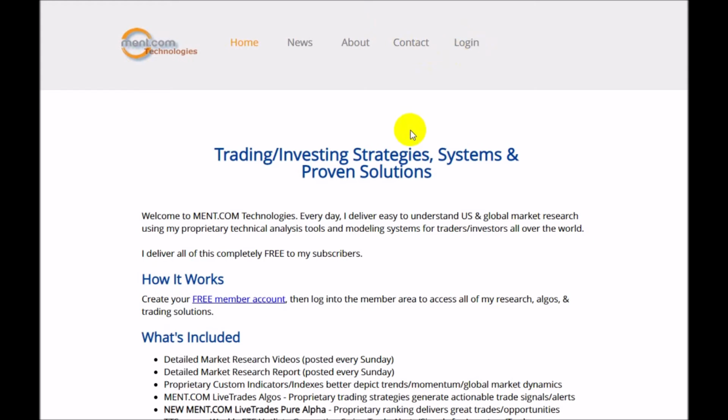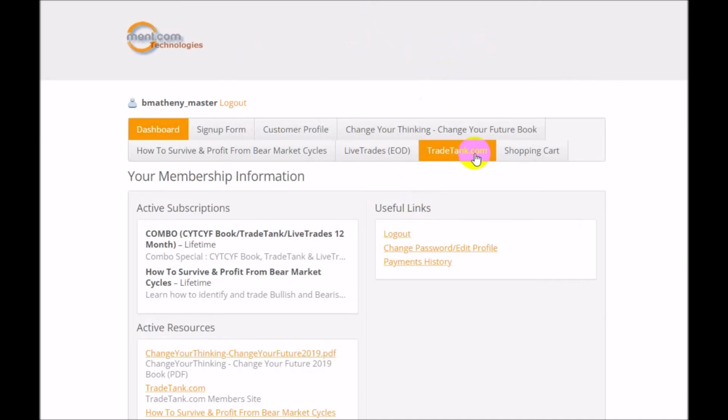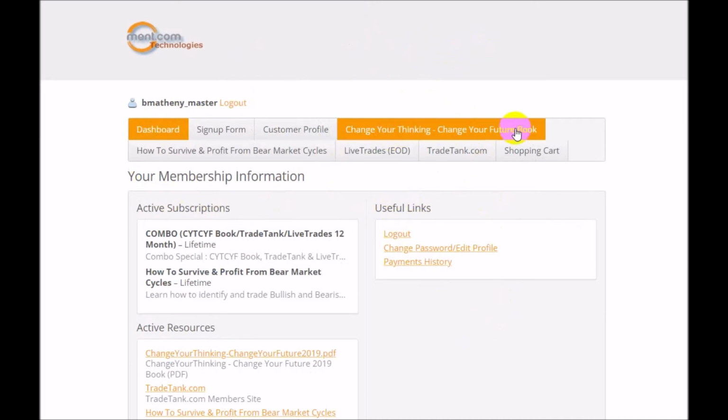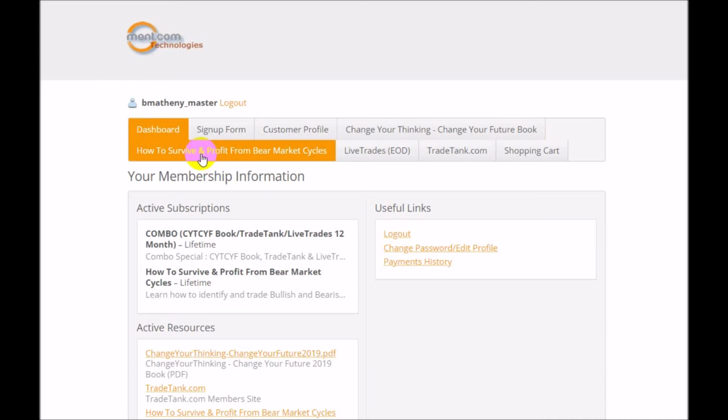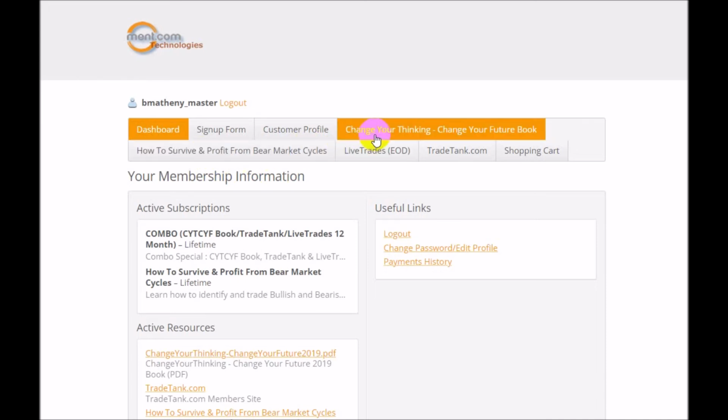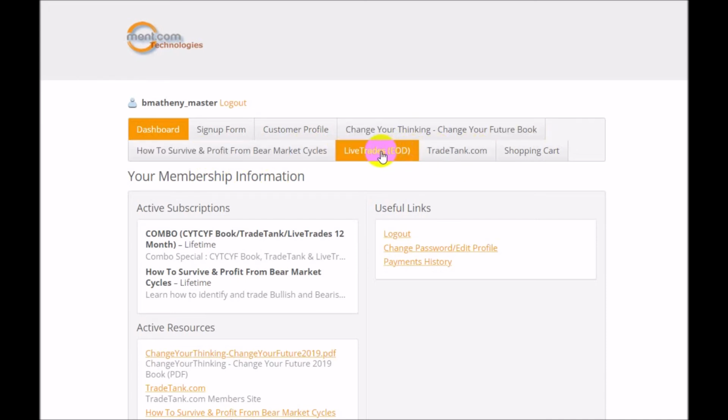when you log into your account, assuming we get there, there we go. You have this menu, and I notice a lot of people maybe don't understand this. So when you log in, you have your book that you can get to, Change Your Thinking, How to Survive and Profit from Bear Market Trades. You have Trade Tank, and you have Live Trades.